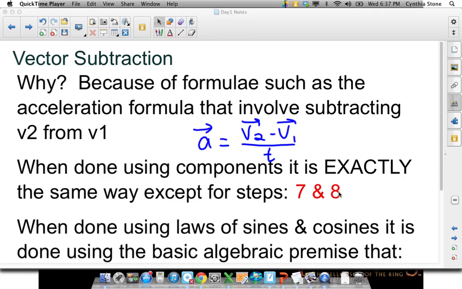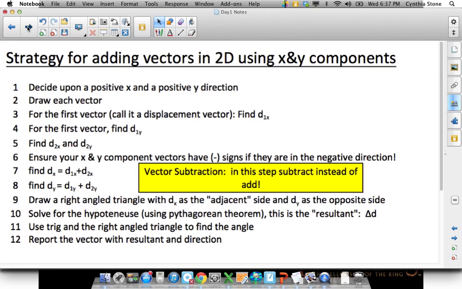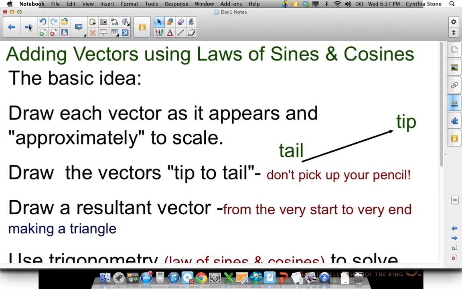If you use components, everything's the same except steps 7 and 8 on the little sheet, going through how to add. Just quickly, the little sheet being, oh, there it is, that sheet. Everything's the same except for this, okay? And in that case, it's really easy.